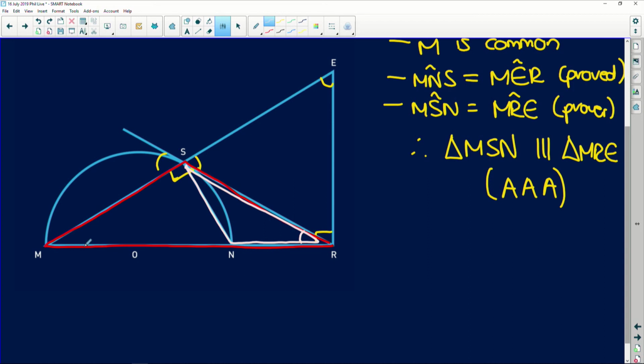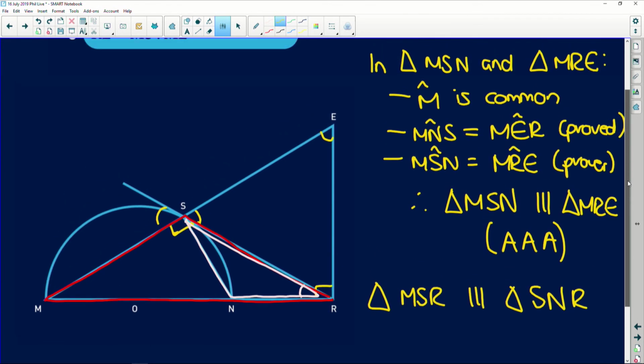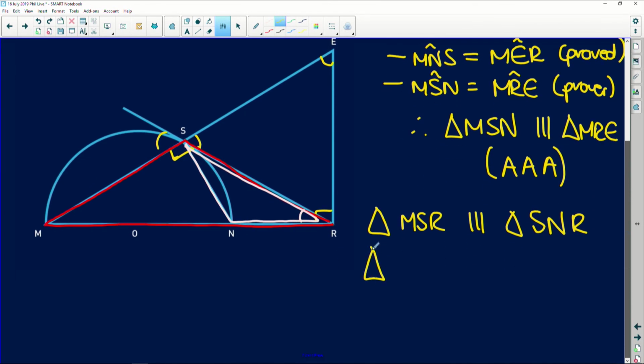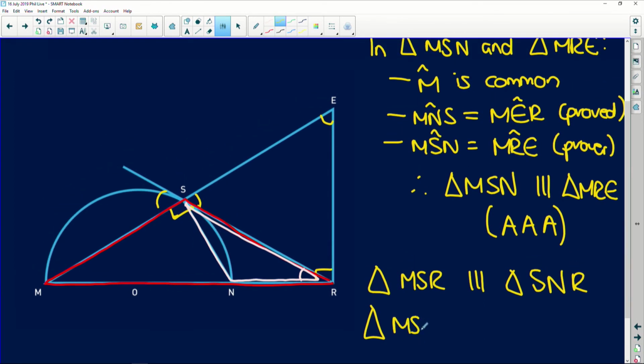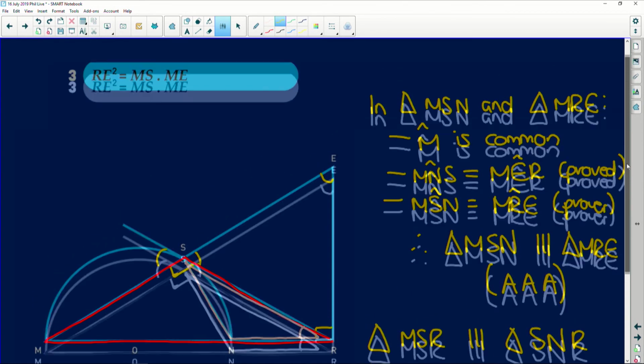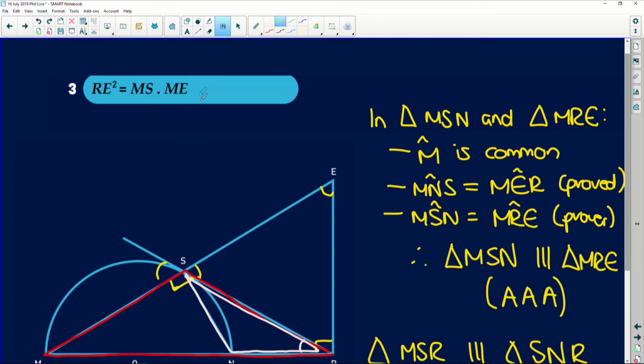Lastly, we can say that the remaining angles are equal. So basically, what we would prove is that triangle MSR is similar to triangle SNR. Now the reason I've written all of this out, I'm going to write the other one down here so I have ease of access. MSN is similar to triangle MRE.